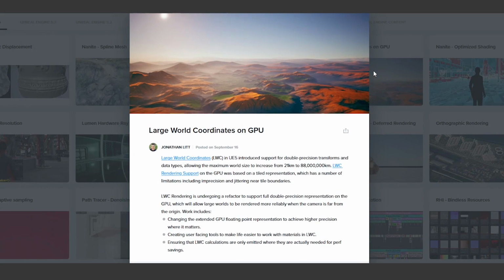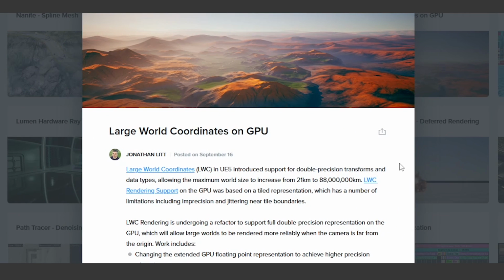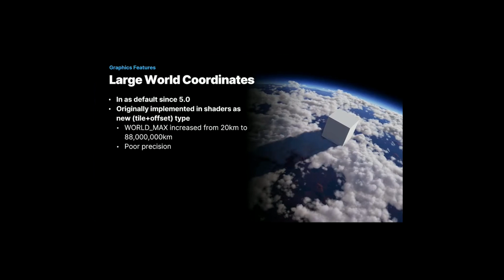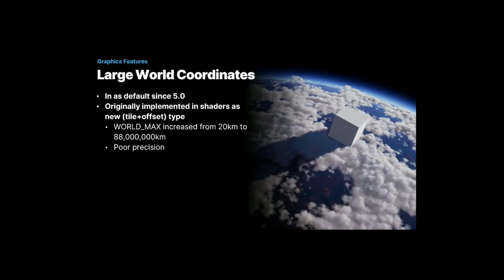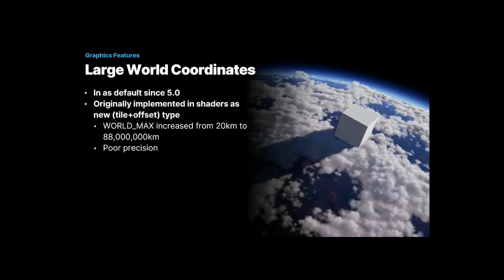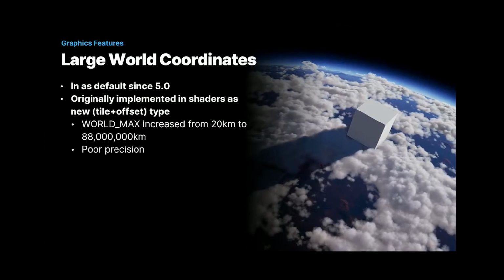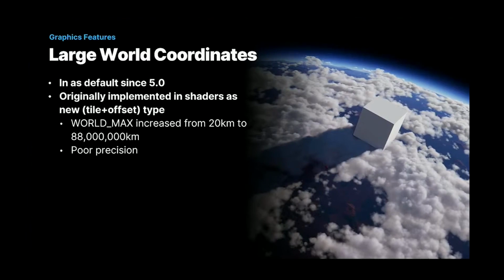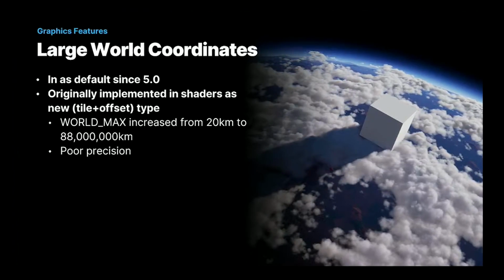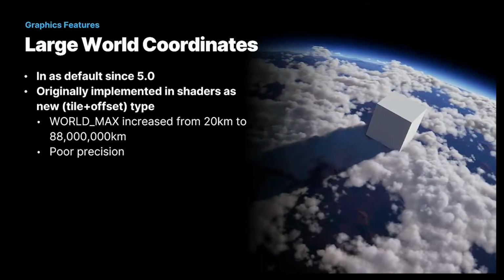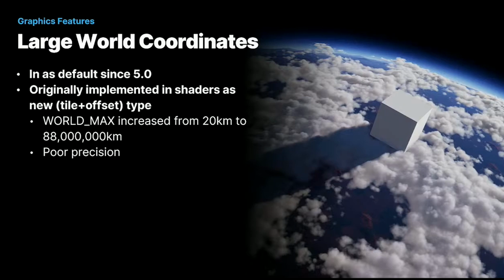Next up, we have large world coordinates on GPU. So large world coordinates in UE5 introduce support for double precision transforms and data types, allowing for the maximum world size to increase from 21 kilometers to over 88 million kilometers. Now, large world coordinate rendering support on the GPU was based on a tiled representation, which has a number of limitations, including imprecision and jittering near tile boundaries.